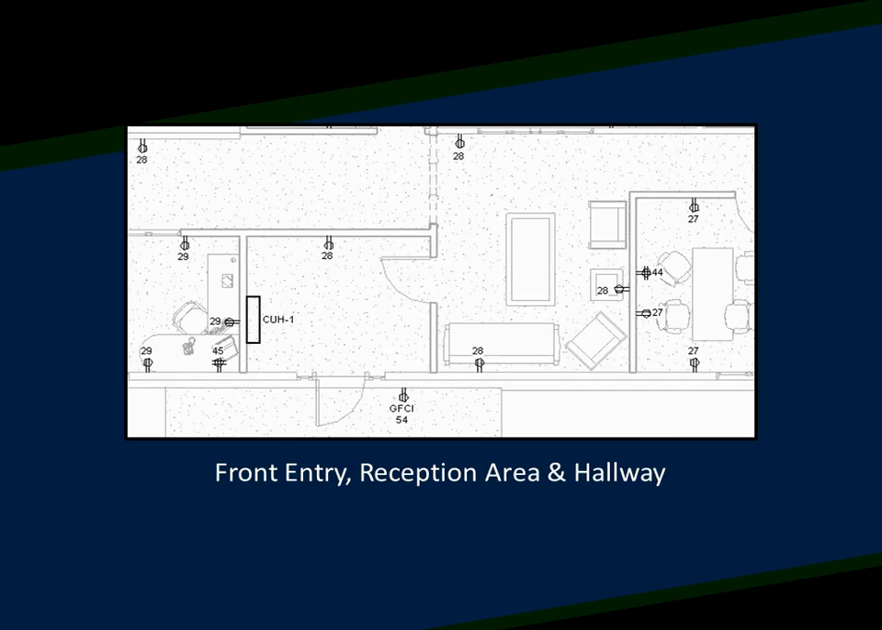This is our front entry and reception area. You can see there's a cabinet unit heater that is powered from a receptacle panel sitting in the vestibule. And then you can see the receptacle layouts that we have here. This is the edge of the conference room right there, the edge of the office. And then right here is our hallway. So you can see we had receptacles spaced out in there.